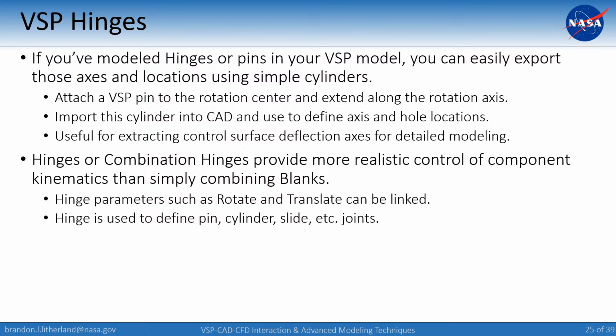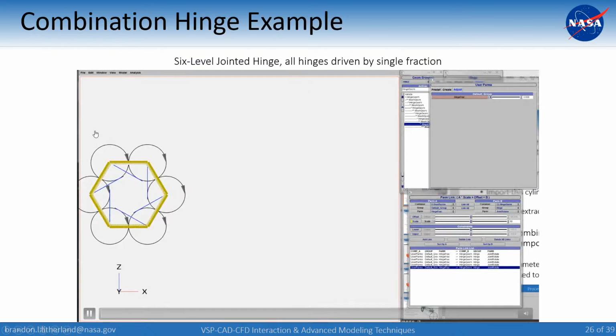And it makes it so much faster than having to do the math and align everything. And the neat thing is that hinges, or even a combination of hinges, can provide a more realistic control of your component kinematics than simply mixing a bunch of blanks together. So hinge parameters like rotate and translate can all be linked together to define something like a pin or a cylinder or a slide and various types of joints.